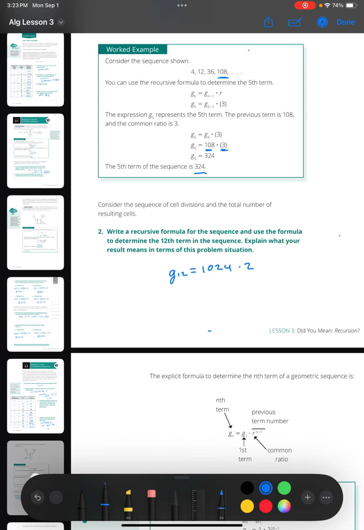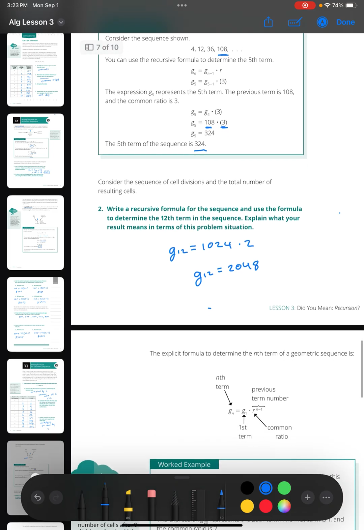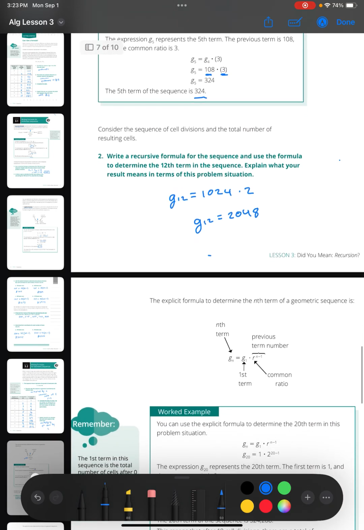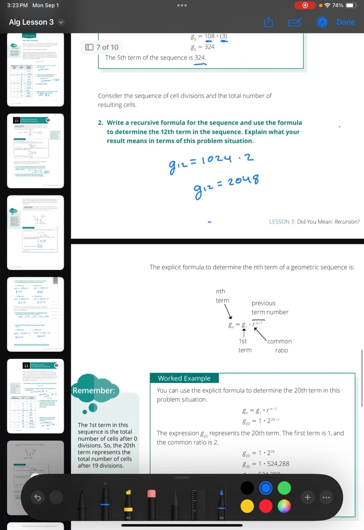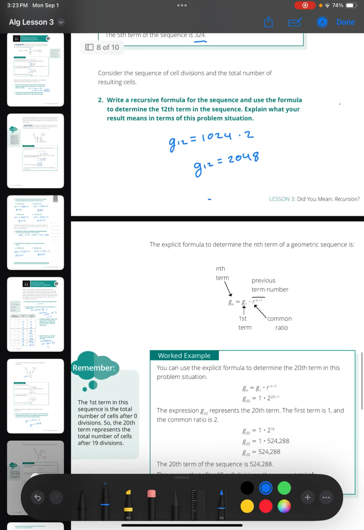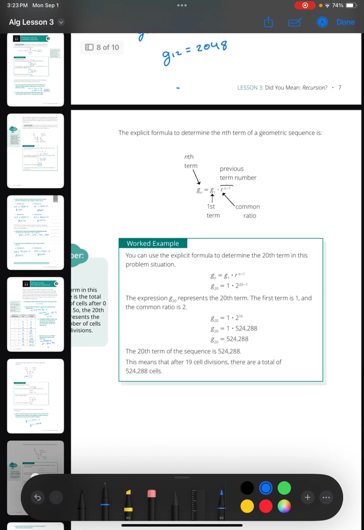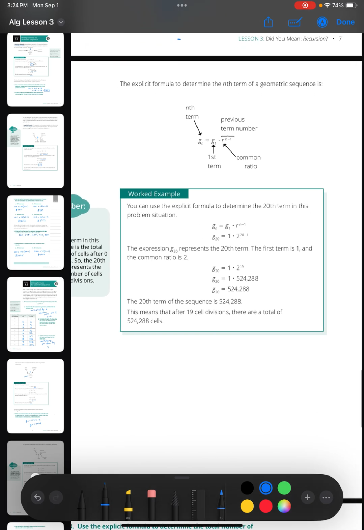Okay, and if we were to simplify that, we're going to find that the 12th term is 2,048 cells after 11 divisions, which is the 12th term. Because remember, our term number is always 1 higher than the number of divisions in that case. All right, moving down to the next page, we're going to look at the explicit formula for this.